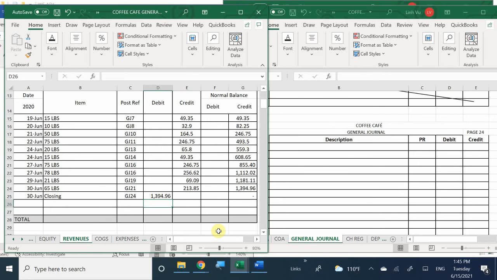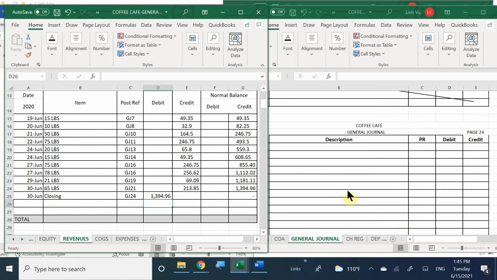So that's exactly what I'm doing. I'm going to zero out all of my revenue accounts, and then we're going to do the same thing to our cost of goods sold and our expenses. Let's go through each account one at a time. I'm going to go from ledger to my journal, and clear them out one at a time.